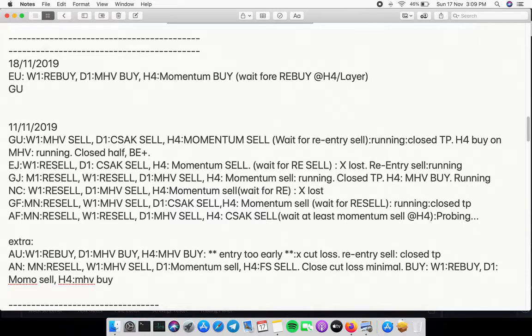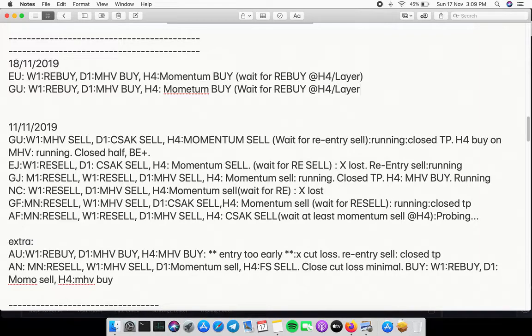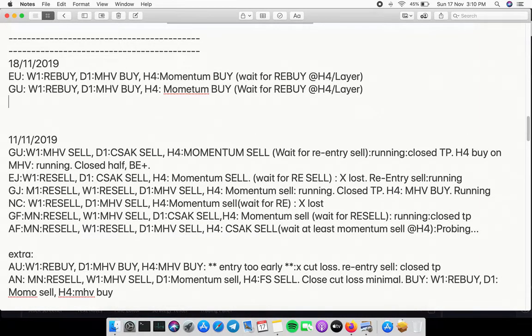GBP USD weekly is re-entry buy, D1 MHV buy, H4 momentum buy. It's almost the same as EUR USD, right? So we can wait for a re-entry buy at H4 or later. Okay, so now we already have two setups to trade next week.